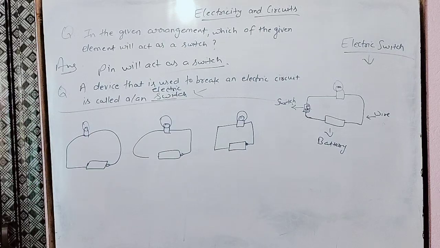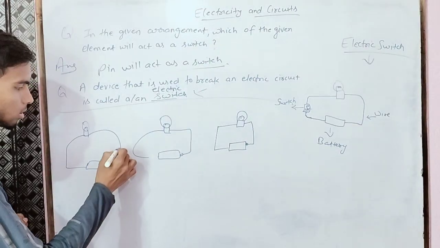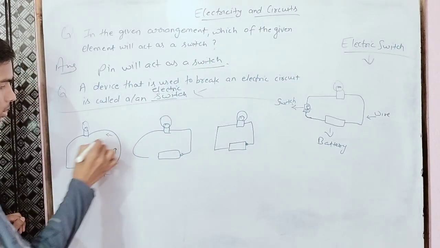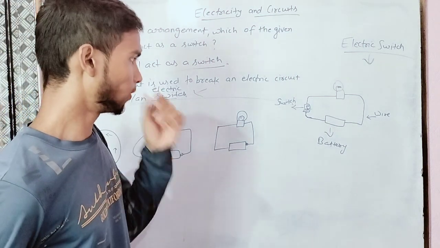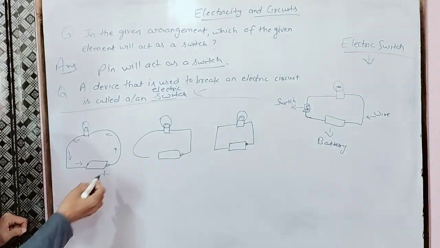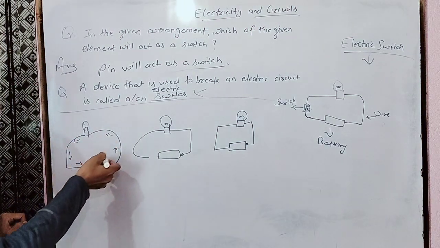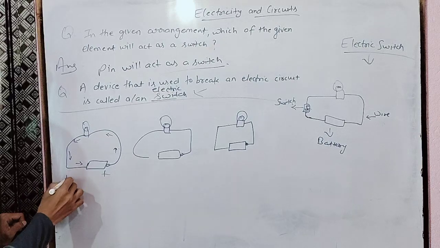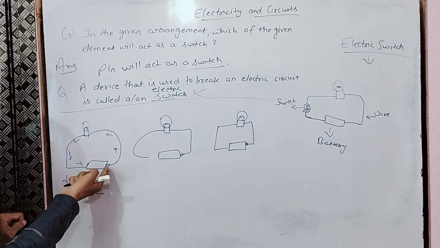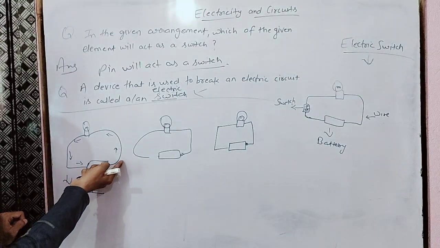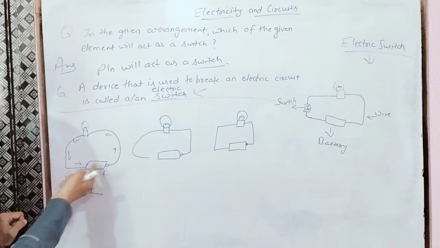We have three figures. Here we will name each figure. So here you can see this arrow is showing what? Current, otherwise electricity. So electricity is going from this like that.